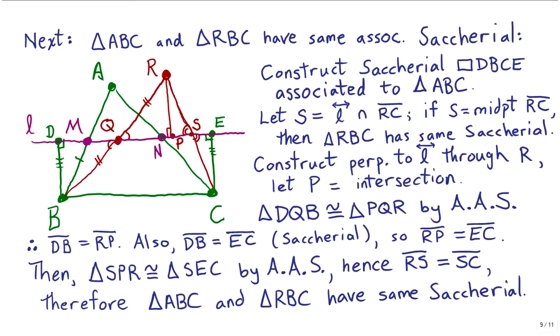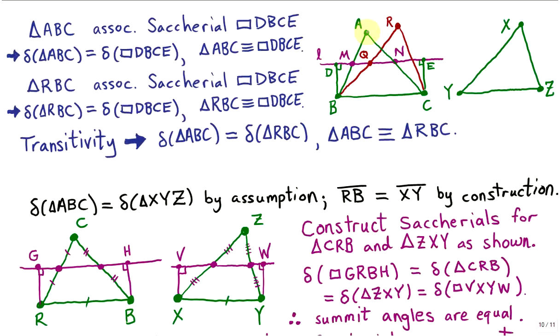That means constructing the secarial of RBC will result in the same line L as the secarial of ABC. So these two triangles have the same associated secarial. So to summarize this, triangle ABC has the secarial DBCE. The angle deficits of these two are the same, and the triangle and the secarial are equivalent by dissection.